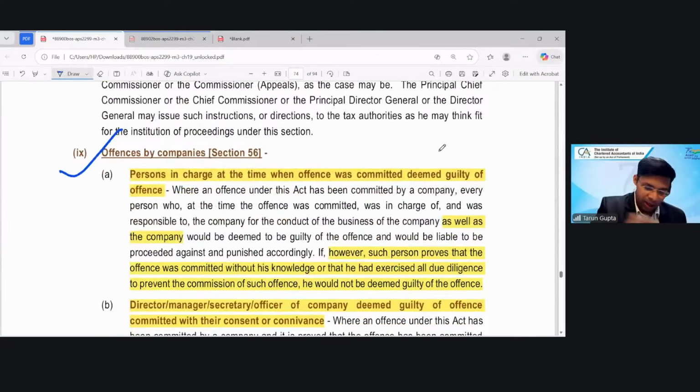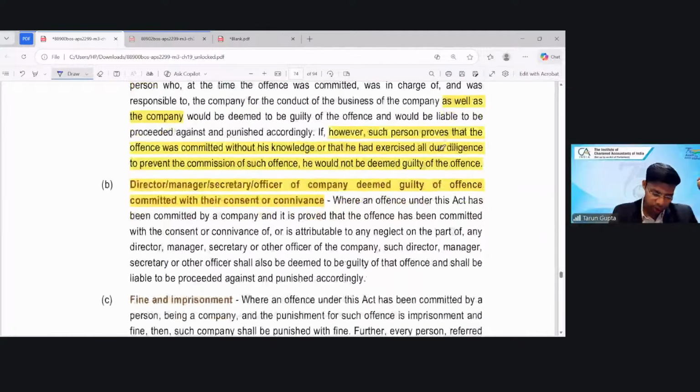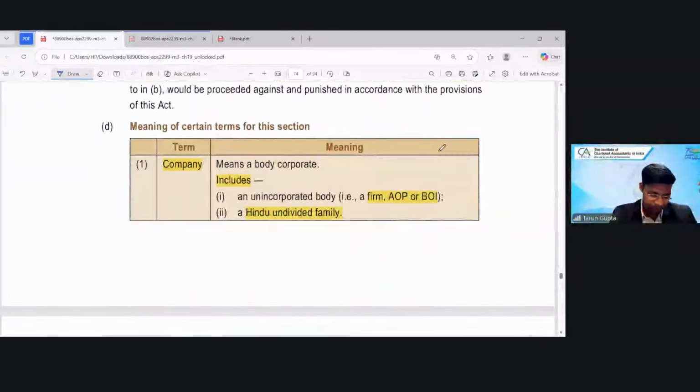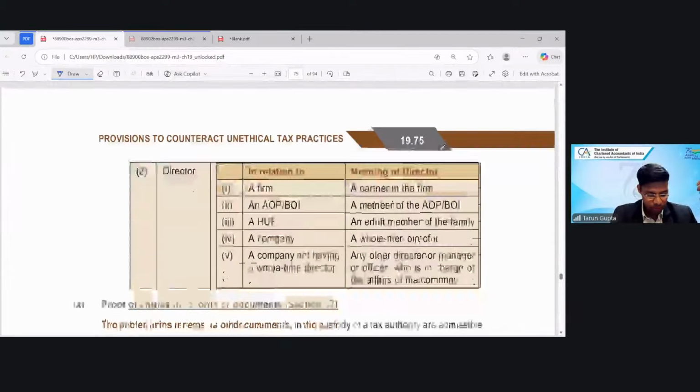If the offense is committed by the company, then who is prosecuted? Both the company and the officers who are in default. However, if some director of the company proves that he was not involved, then he will not be prosecuted. But if you are an officer of the company, you shall also be deemed to be guilty of the offense if the offense was committed with your consent or connivance. Connivance means you knew about the offense, but you did not object to it. Company includes a firm, AOP, BOI, or FPO for this purpose.